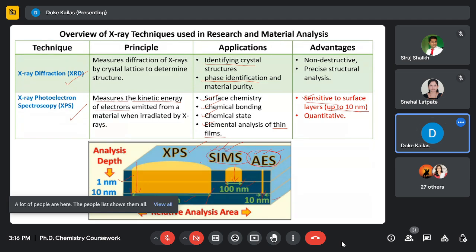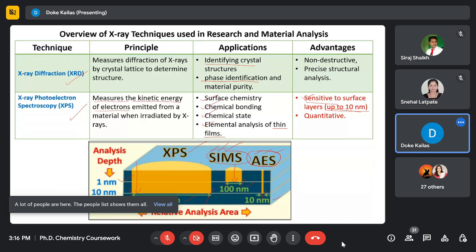Okay, so these are the basic fundamentals or principles related to X-ray photoelectron spectroscopy, and up to which depth the sample analysis can be carried out with the help of X-ray photoelectron spectroscopy. And applications are in surface chemistry.